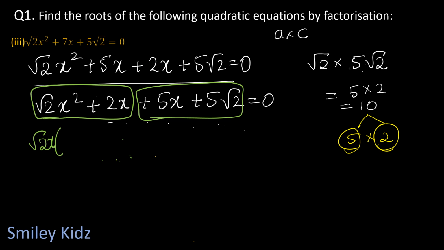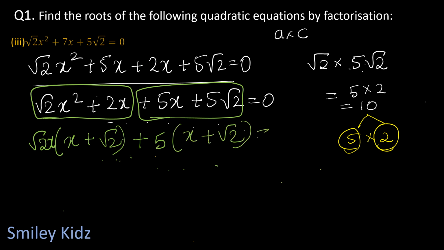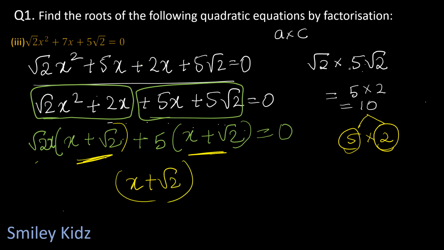I'll be left out with x plus root 2 in the brackets plus, in the second set, I'm going to take out 5 common. So I'll be left out with x plus root 2 in the brackets and I'm going to equate them to 0. Now we're going to take out x plus root 2 common in both of the cases. And then we have root 2x plus 5.